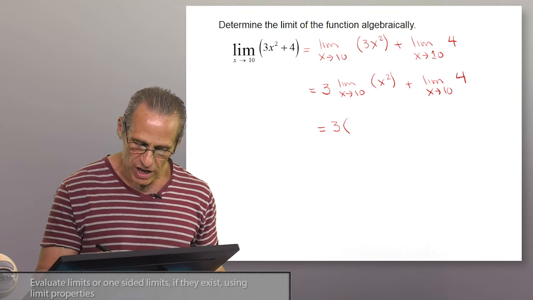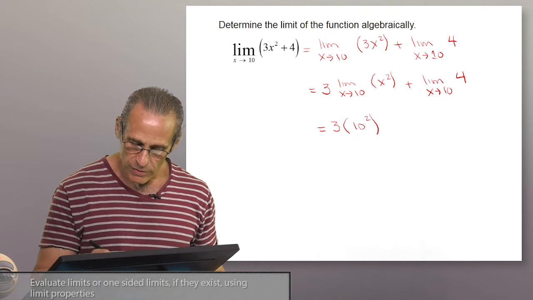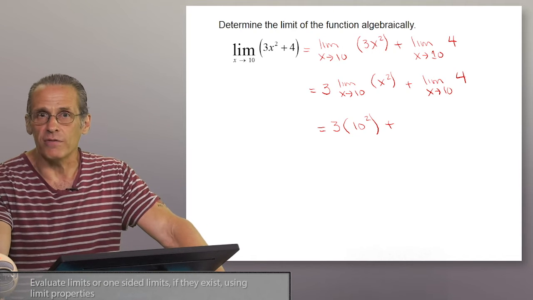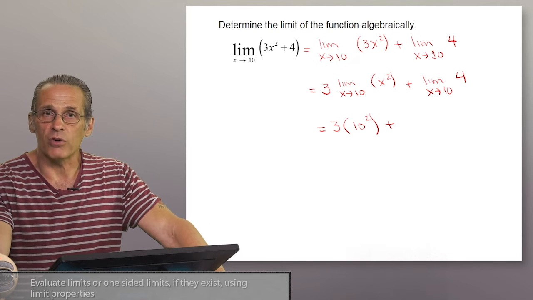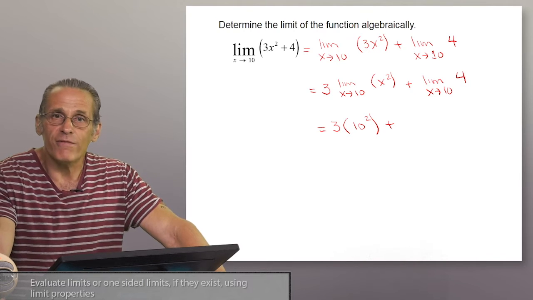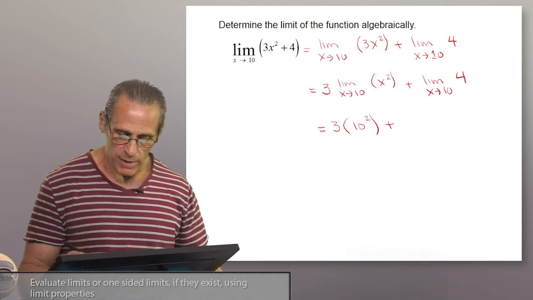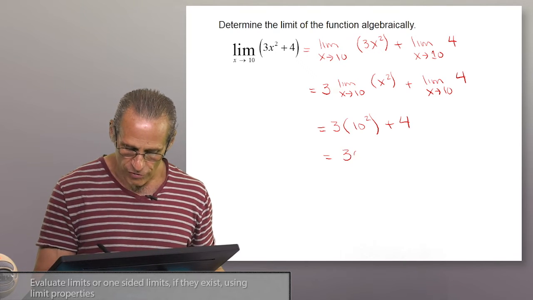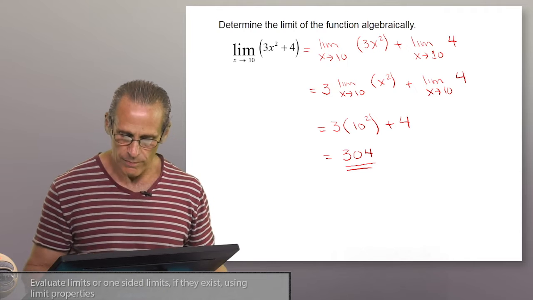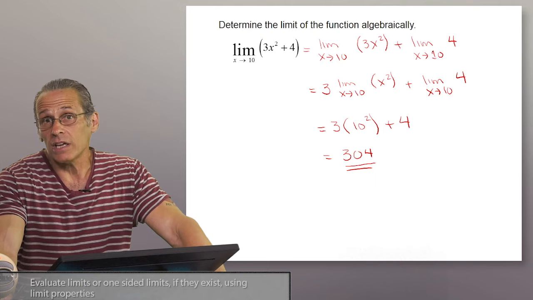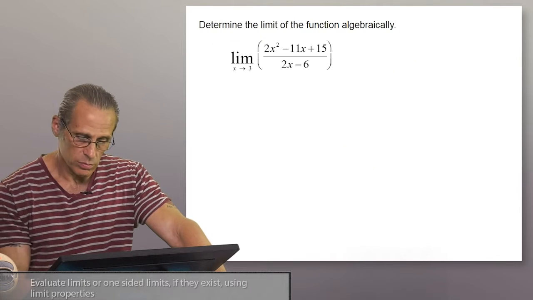So now we have 3 times 10 squared plus, imagine the line y equals 4. That's the constant function. When x is approaching 10, every single output on that function is 4. So the limit would be 4. And we end up with 3 times 100 plus 4, or 304 as our result. So another way of phrasing this is when we can evaluate directly with these limits, we do so.